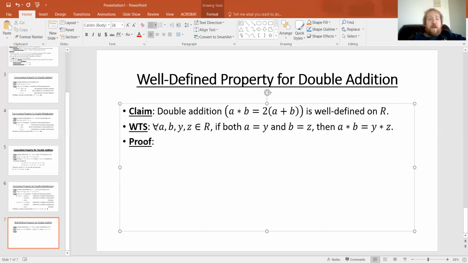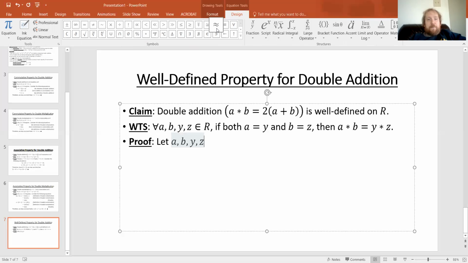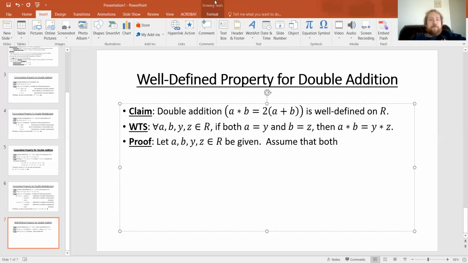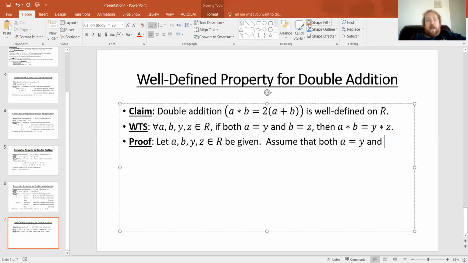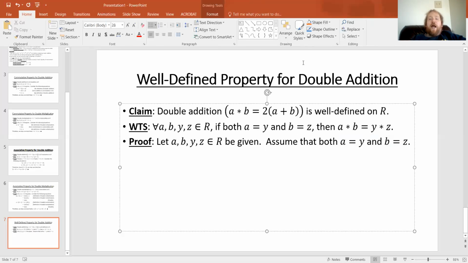To prove this, because I have a quantified statement, I begin by letting A, B, Y, Z in the set of reals be given, because I'm trying to prove a statement with a for all quantifier. Now, I have an if-then statement, so I need to assume the if part and then try to prove the then part. So assume that both A equals Y and B equals Z. Now, I'm trying to prove that A star B equals Y star Z.